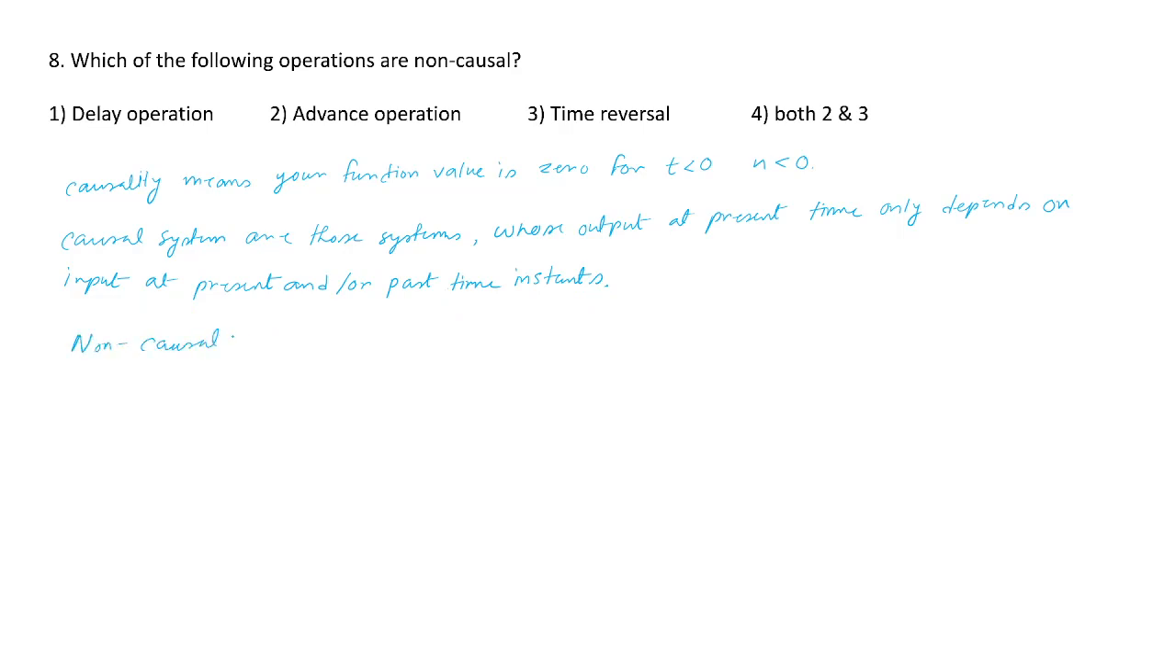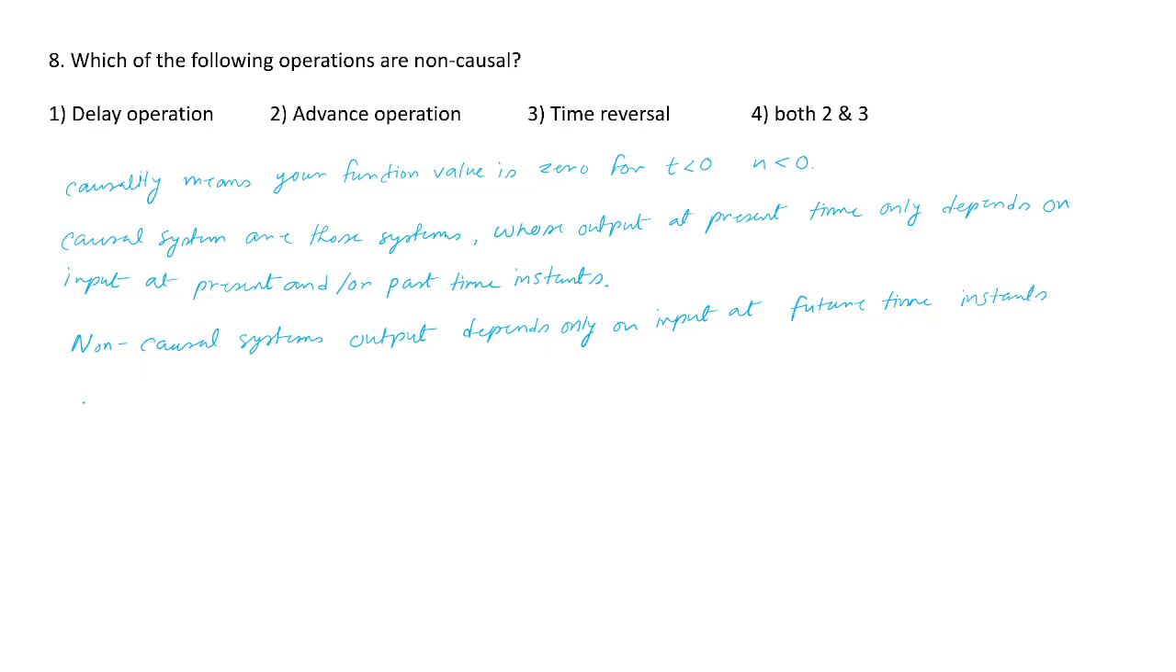Therefore, non-causal systems are those whose output depends on input at future time instants.